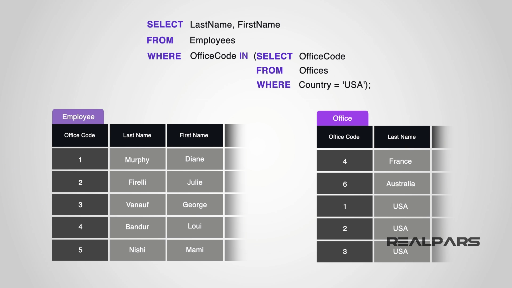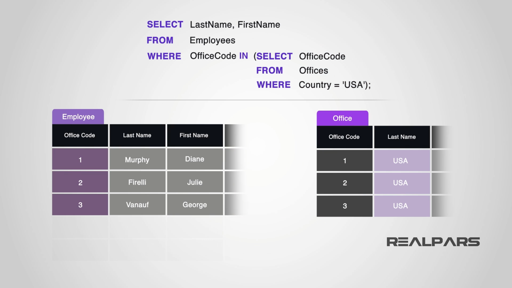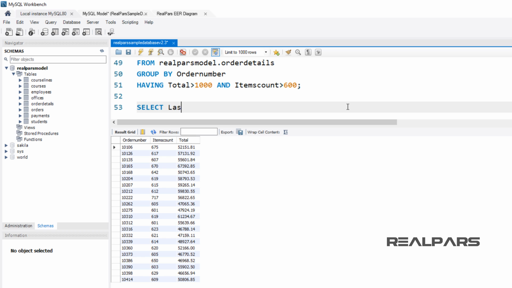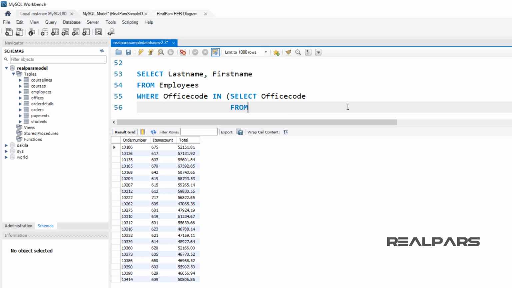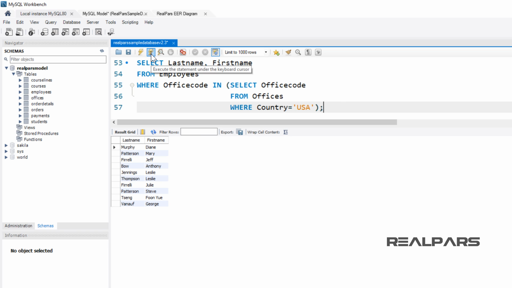In this example, when the query is executed, the subquery runs first and returns all office codes of the offices located in the USA. Then, this result set is used as an input to the outer query, selecting the last name and first name columns from the employees table. Let's try this statement by writing it in the SQL Query tab. I press the Execute Query button to run the subquery where statement. The results will be displayed in the Output panel.